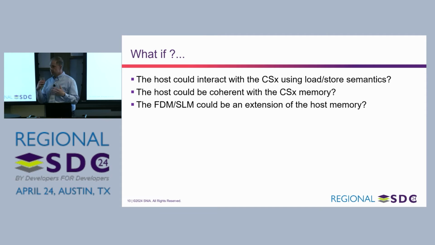A few questions have been in my mind and the group's as a whole as we've worked through some of this. What if the host could interact with the CSX using load store semantics? So instead of doing block transfers to the device, you actually could do load store right out of the CPU core. Let's think about that. What if the host could be coherent with the CSX memory? You've got memory on the device, and we want it to be coherent with the host. So it isn't just private memory any longer that the device has. It's memory that is coherent. And as a matter of fact, what if that memory could be an extension of the host? So now it's part of the host physical address space. And we're going to take advantage of that to complete work, to do things that we need to get done without having to do data transfers.